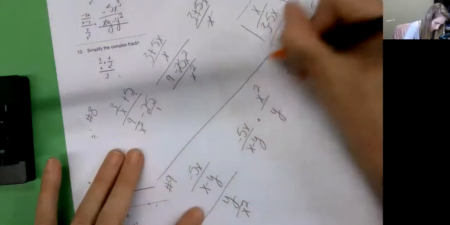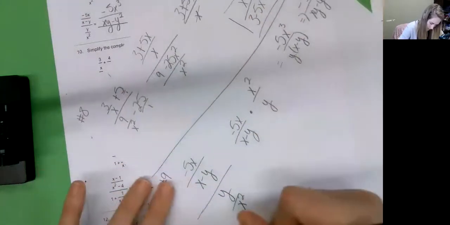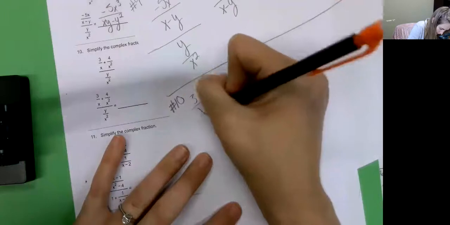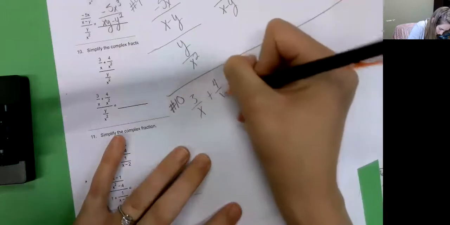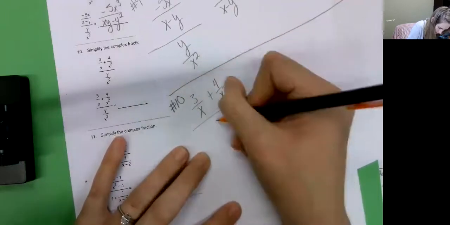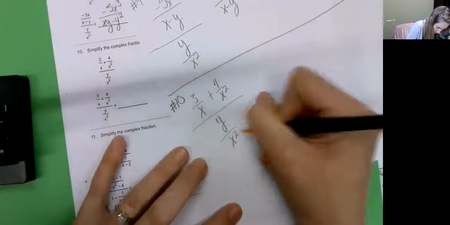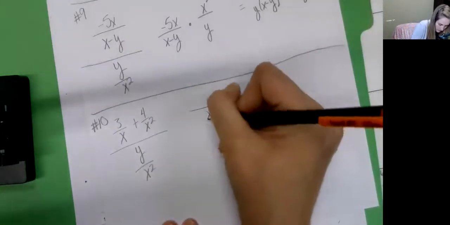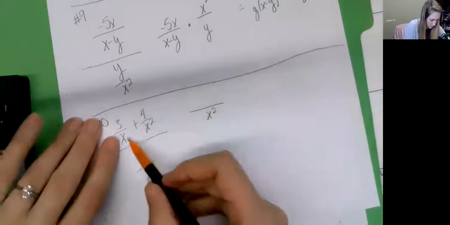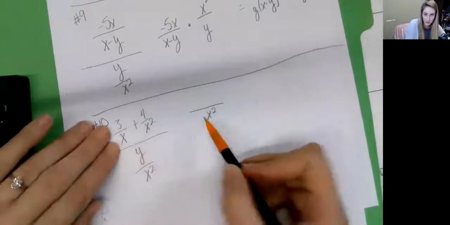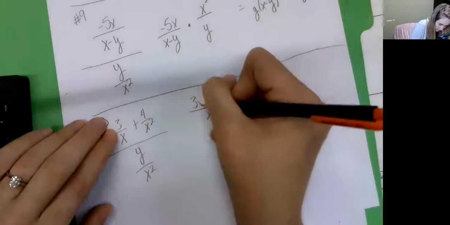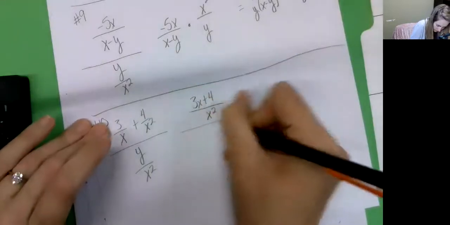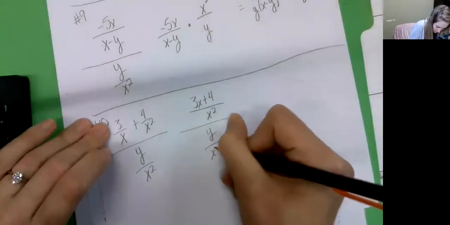Draw some lines on here. Okay, so we have 3 divided by x plus 4 divided by x squared. We're going to have the common denominator there, all over y divided by x squared. So our common denominator on the top is going to be x squared. So what do I have to multiply x by to get x squared? It's x, so I'd have 3x plus 4 here. And all of that is going to be over y divided by x squared.